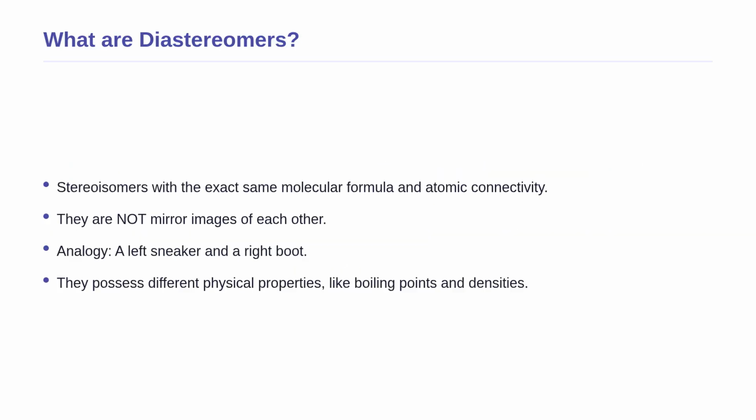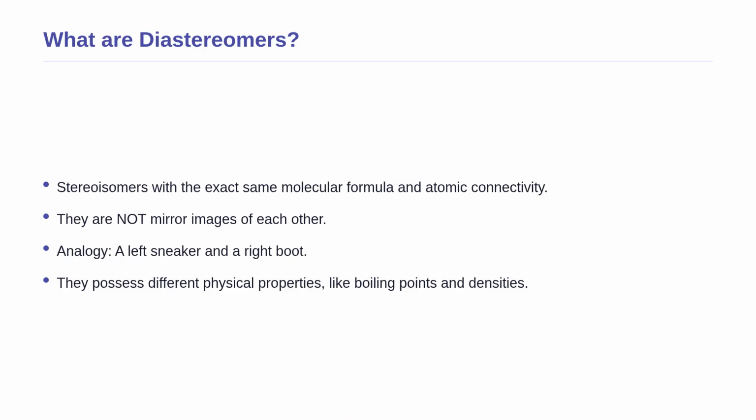To start, let us imagine a pair of shoes. A left shoe and a right shoe are perfect mirror images, which in chemistry we call enantiomers. But what if you mix them up? A left sneaker and a right boot are both shoes, but they are not mirror images. In the molecular world, we call these diastereomers.